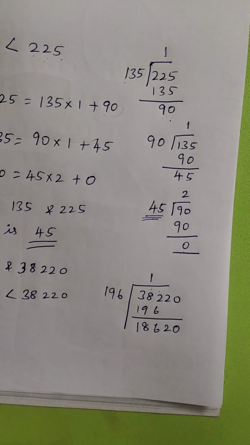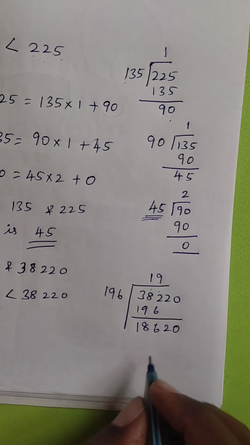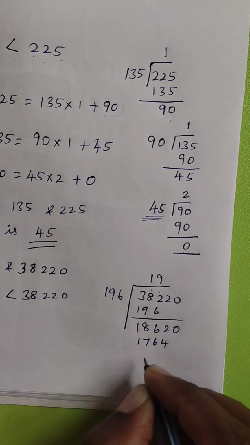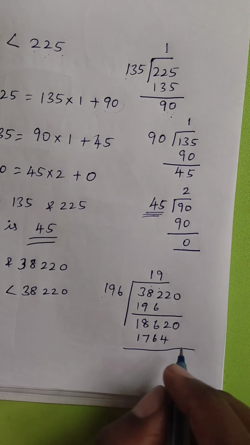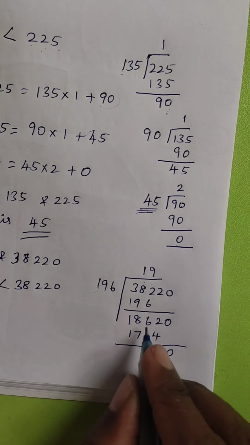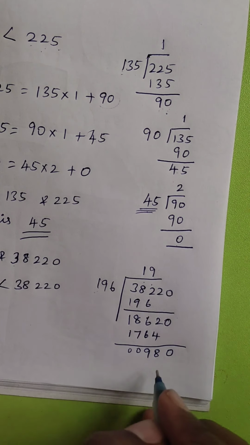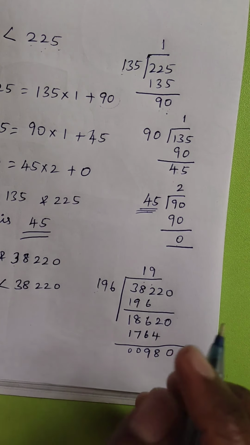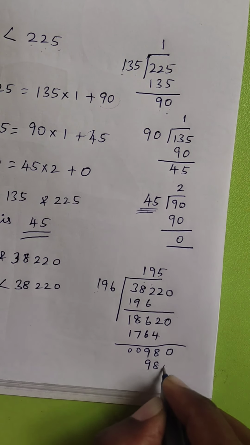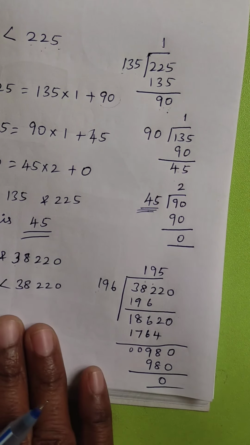Now 9 into 196 is 1764. On subtracting these two, we get 0. Here it is 980. 5 into 196 is 980. So the remainder is 0 here.